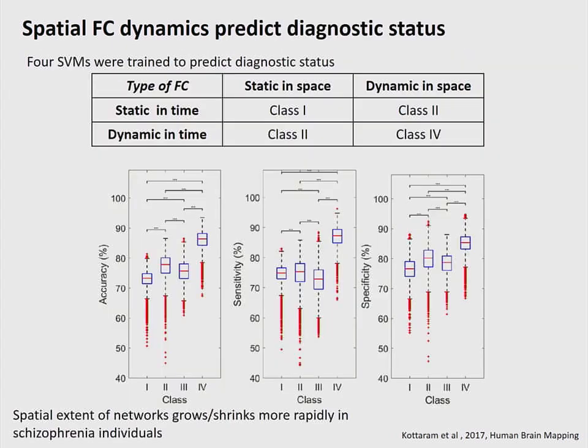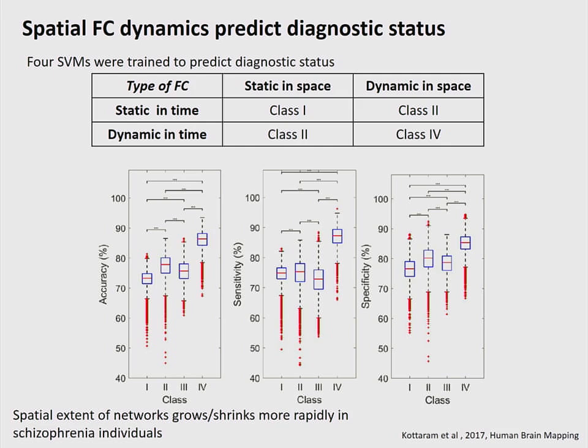In fact, we trained 4 SVMs. The first one was the classic static functional connectivity. We then had dynamics in time, so our only feature was characterizing fMRI dynamics in time. And then the classifiers that I've called class 2 and class 4 represent this novel characterization where we're looking at dynamics in space.